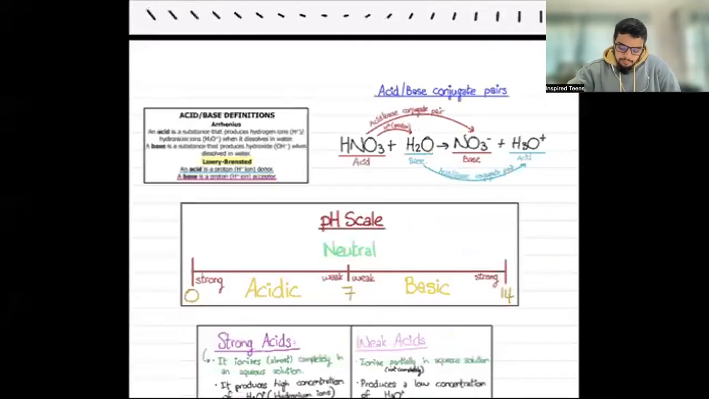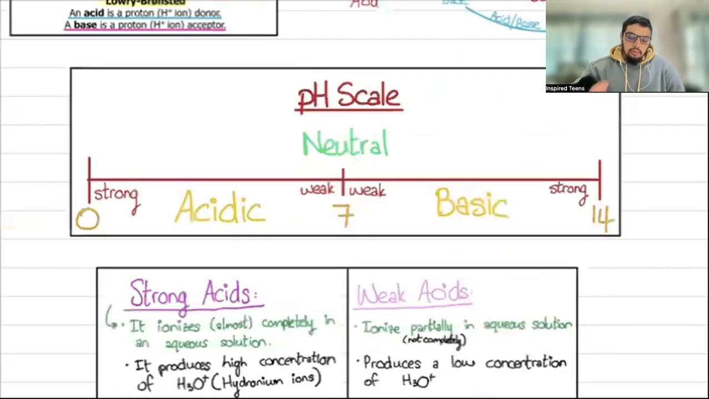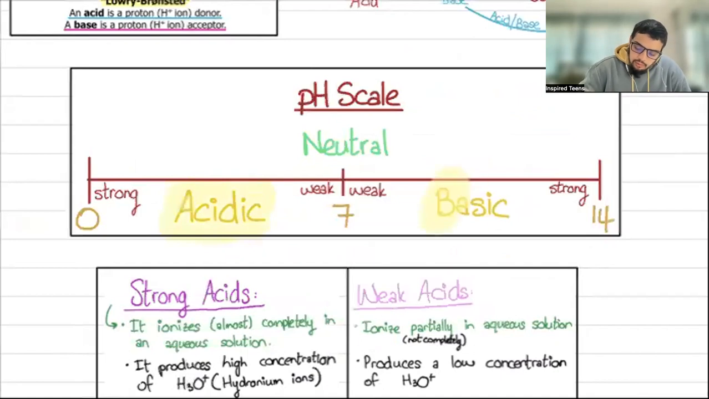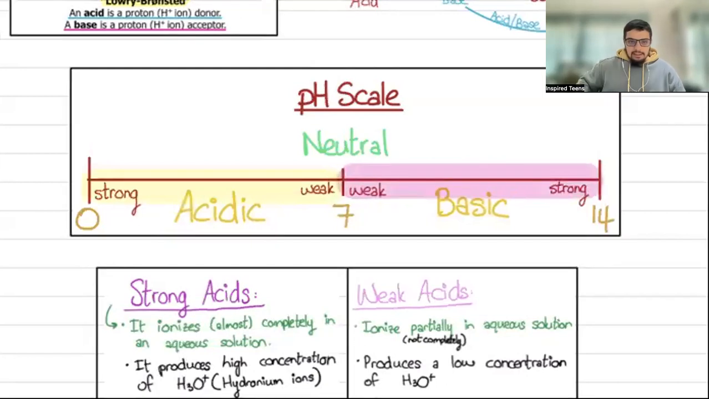Now, before we continue to discussing strong acids and weak acids, we're just going to have a look at our pH scale. A pH scale, or pH, is a measurement of how acidic or how basic something is. So how much of an acid is something, or how much of a base is something. Here we can see the scale from 0 to 7. We would describe something as acidic. But from 7 to 14, we would describe something as basic.